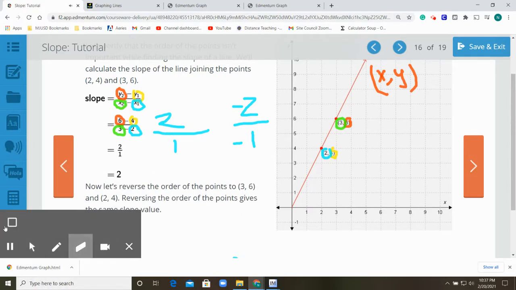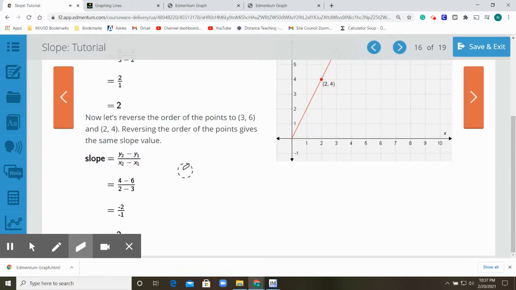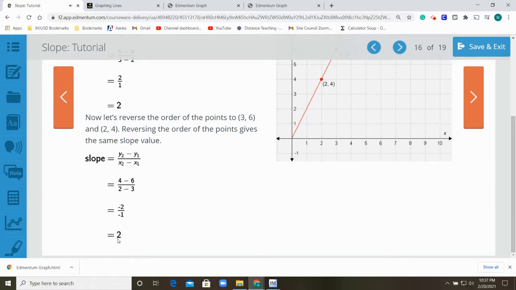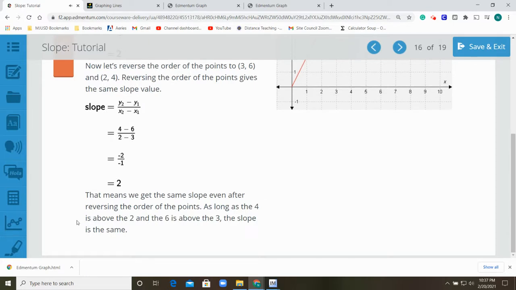Now, let's reverse the order of the points to 3, 6 and 2, 4. Reversing the order of the points gives the same slope value. Slope equals y2 minus y1 over x2 minus x1 equals 4 minus 6 over 2 minus 3 equals negative 2 over negative 1 equals 2. That means we get the same slope even after reversing the order of points. As long as the 4 is above the 2 and the 6 is above the 3, the slope is the same.